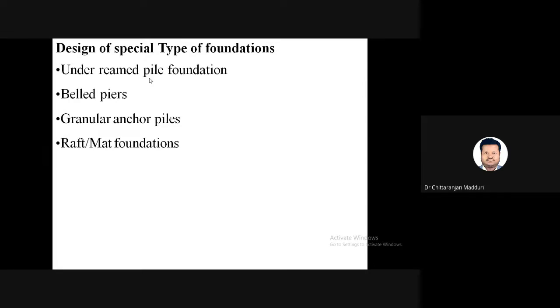The third technique is design of special types of foundations. They are under-reamed pile foundation, belled piers, granular anchor piles, and raft or mat foundations. All these foundations can counteract the swelling nature of the soil mass. Without going for any ground improvement technique, we can directly adopt this type of foundations.